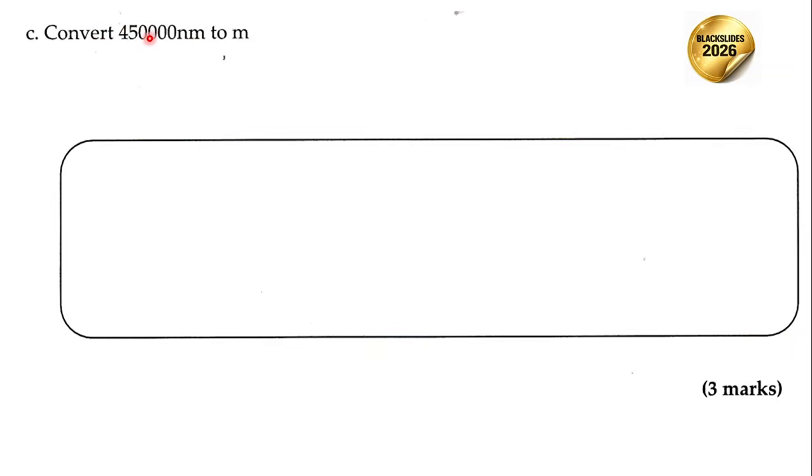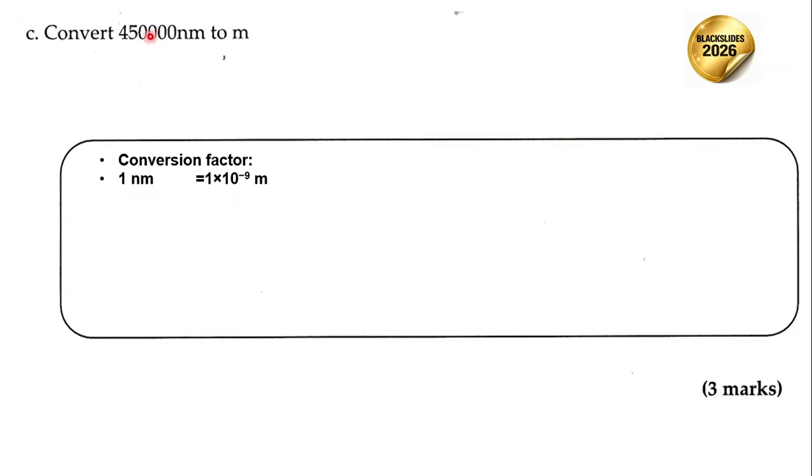So converting 450,000 nanometers to meters. Remember what a nano is. A nano is just 10 to the power minus 9. So we can write this: 1 nanometer is 1 times 10 to the power minus 9 meters. The nano is just 10 to the power minus 9.